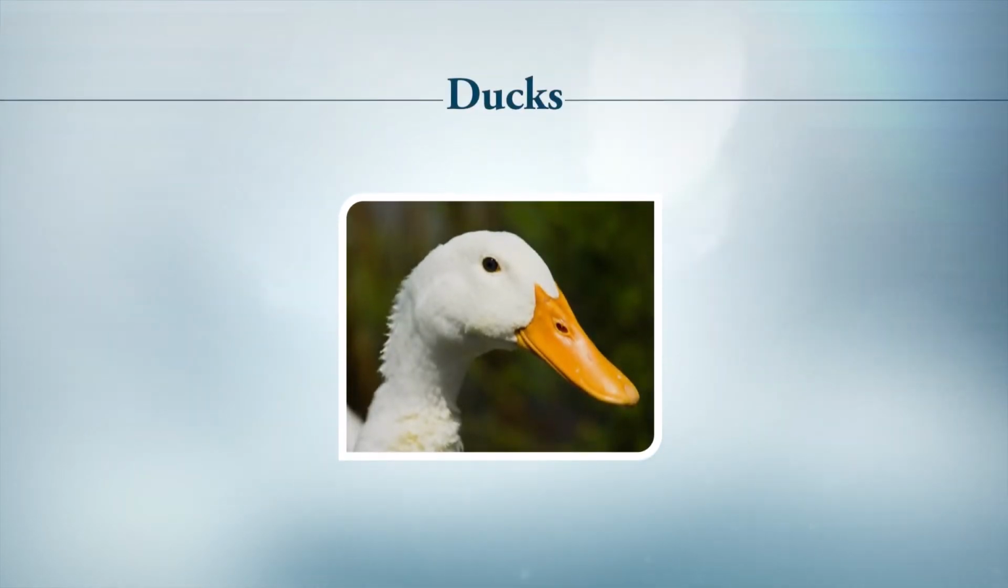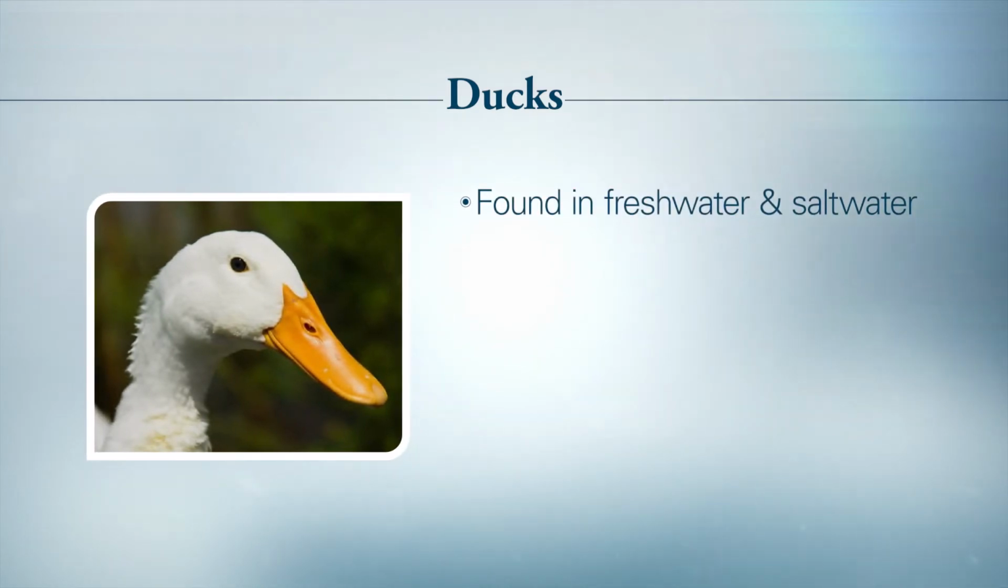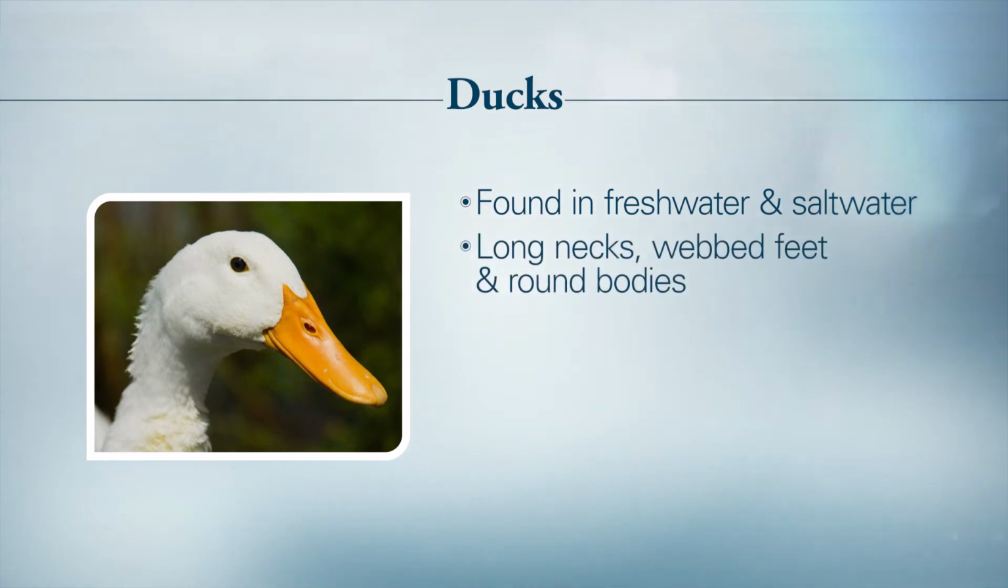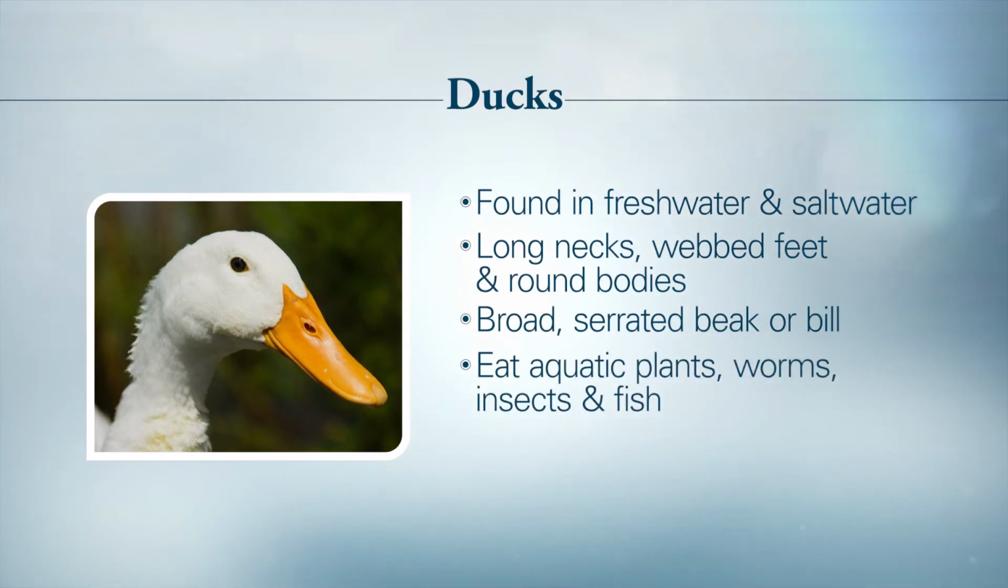The duck is the common name for many species of the waterfowl family, which includes swans and geese. This aquatic bird can be found in both freshwater and seawater. Ducks have relatively long necks, webbed feet, and their bodies are typically round. The beak or bill tends to be broad and serrated or contains slits, which makes it easier to sift through the water as they find food such as aquatic plants, worms, insects, and fish.